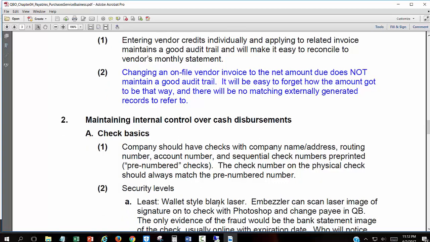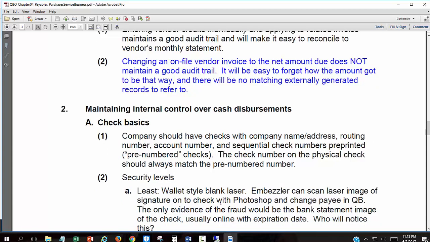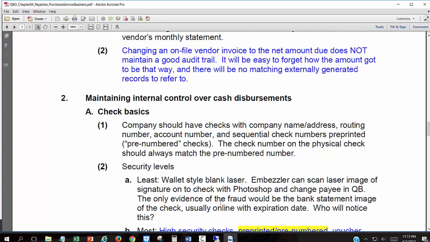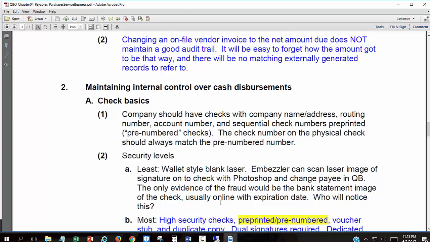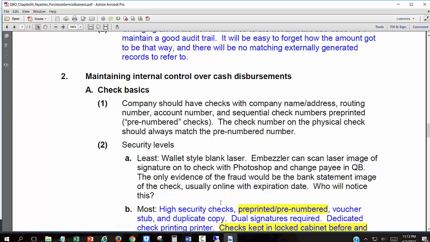So we have different security levels of checks. The least security comes with a wallet-style blank laser check, and embezzlers can just scan a laser image of the signature onto this check with Photoshop and change their payee in QuickBooks. The only evidence you would be able to find about that would be a bank statement image of the check, and then who's going to be actually looking at those? Often nobody does.